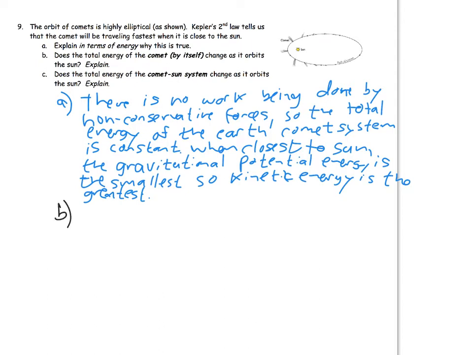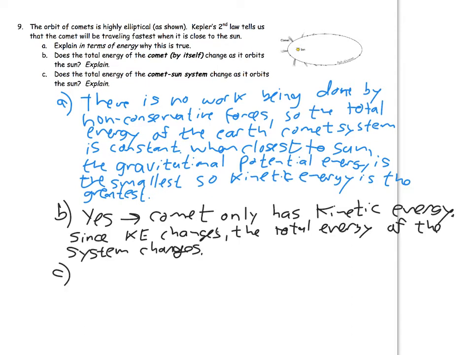Moving on to part B, we want to know if the total energy of the comet by itself changes. And the answer to that is yes. The comet only has kinetic energy, and since the kinetic energy is changing, the total energy of the comet will change. This just really gets to that idea that gravitational potential energy is stored between the comet-sun system.